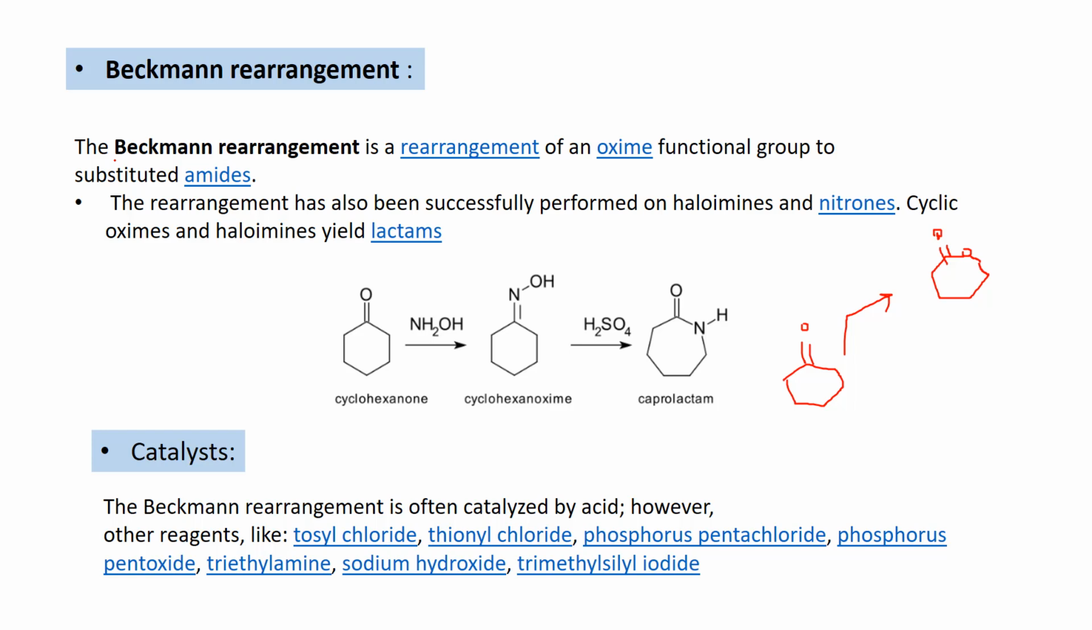The rearrangement has also been successfully performed on haloimine and nitrone. Cyclic oximes and haloimines yield lactam. The Beckmann rearrangement is often catalyzed by acid. However, different reagents can also be used, like tosyl chloride, thionyl chloride, phosphorus pentachloride PCl5, phosphorus pentoxide P2O5, triethylamine Et3N, sodium hydroxide NaOH, trimethylsilyl iodide.